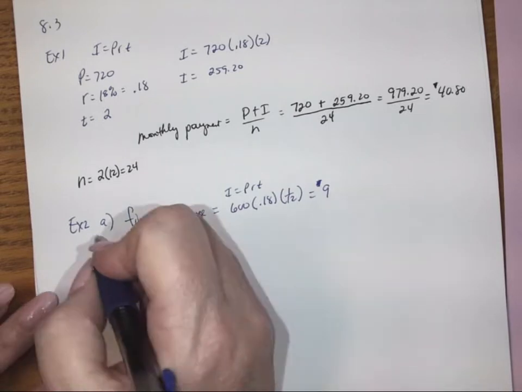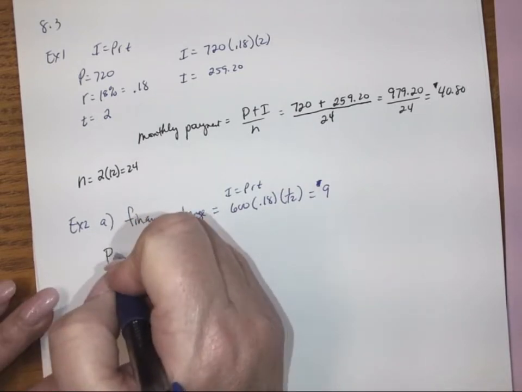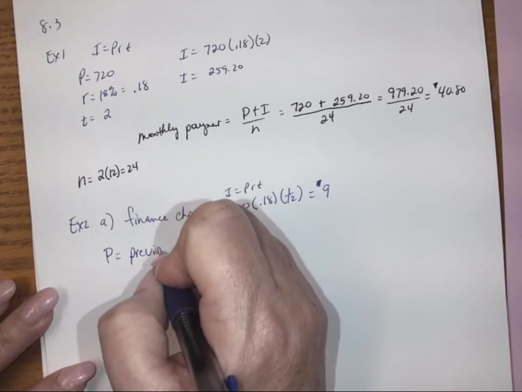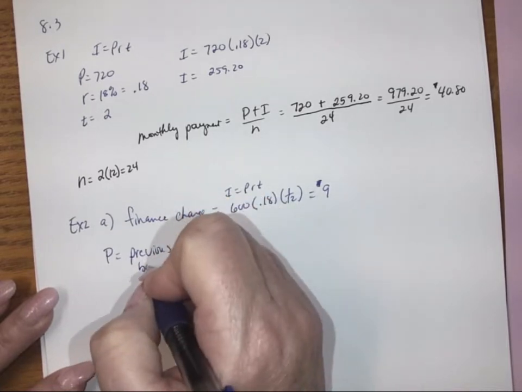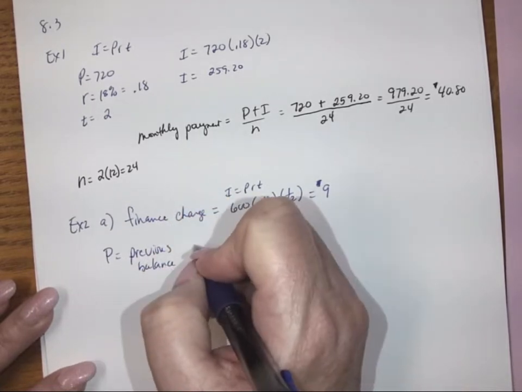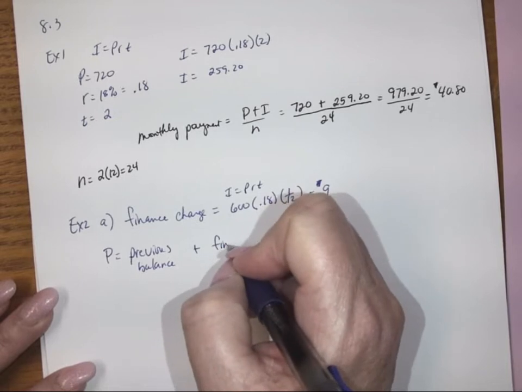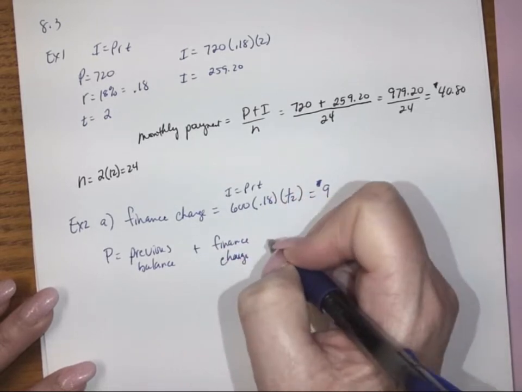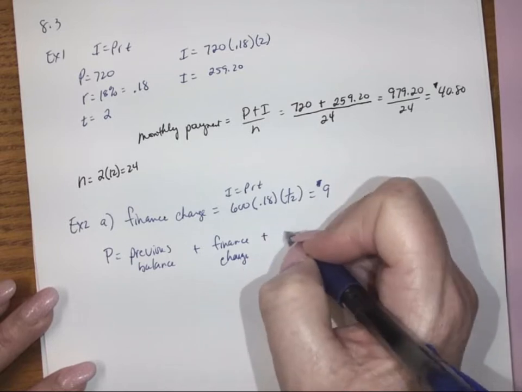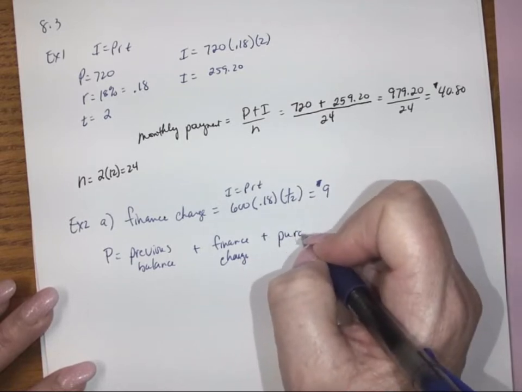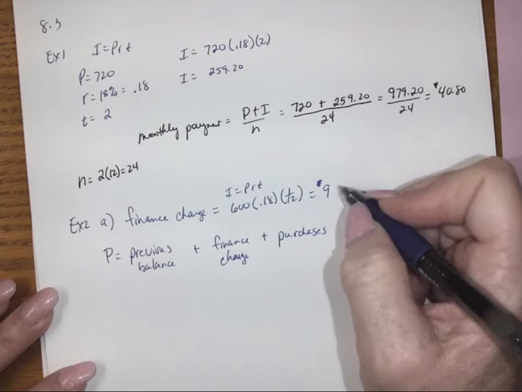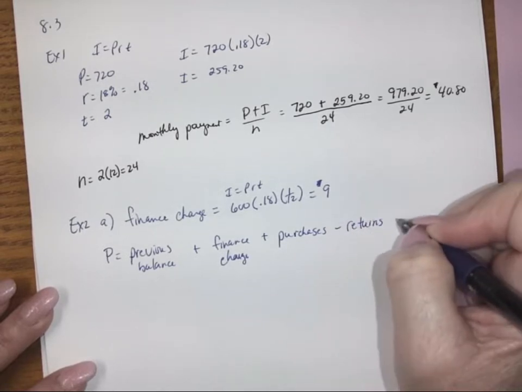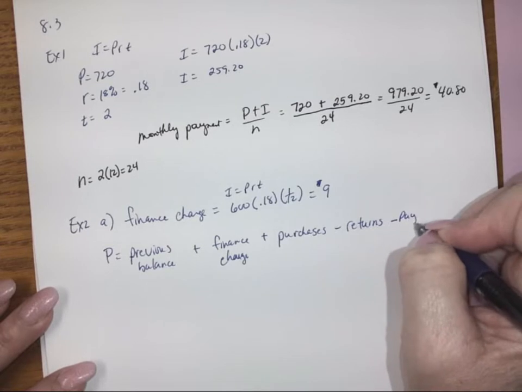So for our P, we need the previous balance, plus we need the finance charge, plus we need any purchases that were made on the card, minus any returns, minus any payments.